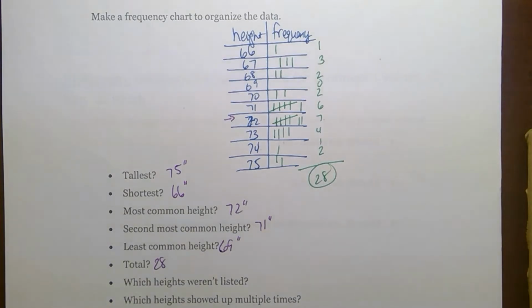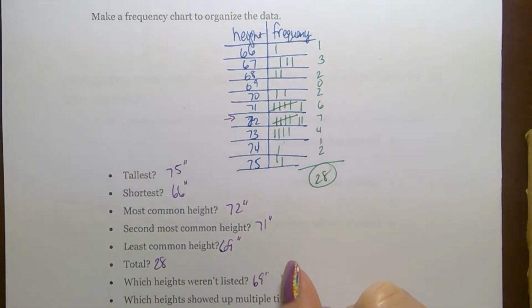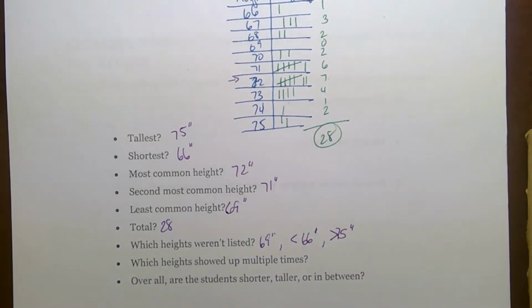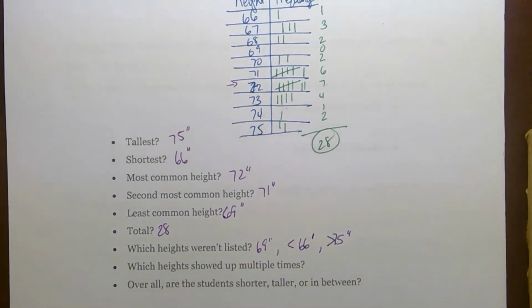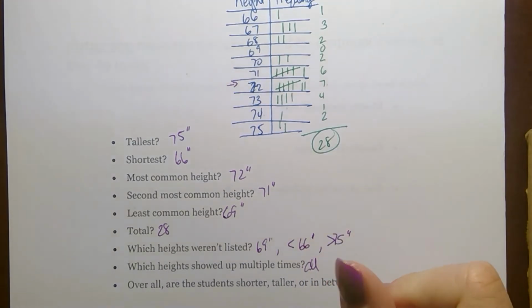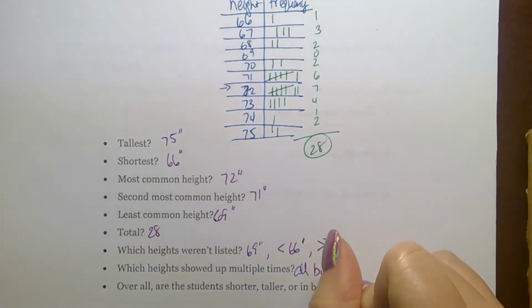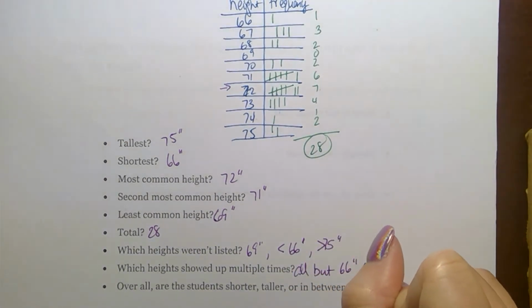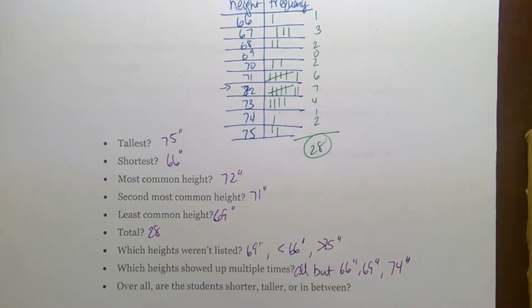Which heights weren't listed? Well, that kind of depends on how you read that. 69 was listed, but there was nothing there. We didn't list any heights less than 66 inches or greater than 75 inches because we didn't have anyone in those ranges. Which heights show up multiple times? Well, if you look at your list, all the heights show up multiple times except 66, 69, and 74 inches.